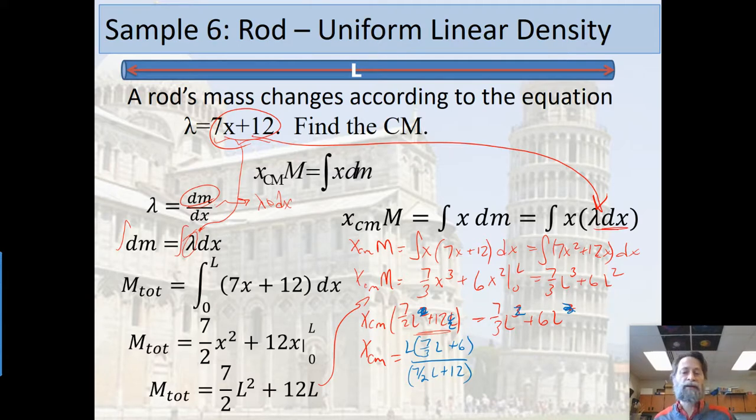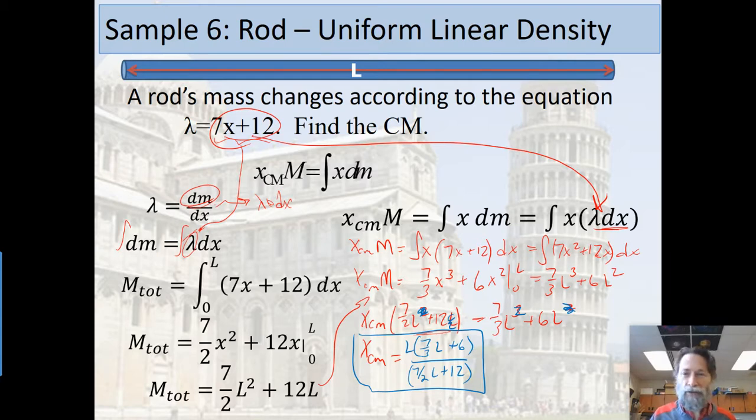If you saw this on an AP test, which you probably wouldn't, then they would make this so typically something will cancel out here, or you'd be able to simplify it more. And if they don't, then you would just leave it like that. The center of mass of the rod is going to be at that spot.